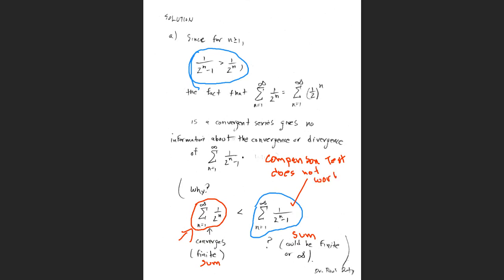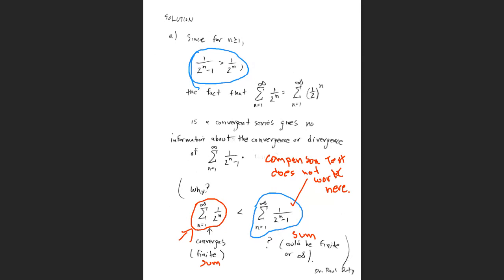It does not work here, because the sums are going the wrong way, so to speak. If our series is larger than a convergent series, that doesn't mean our series is going to converge. If our series is smaller than a convergent series, then we can say our series converges.